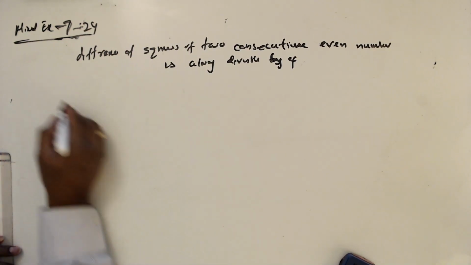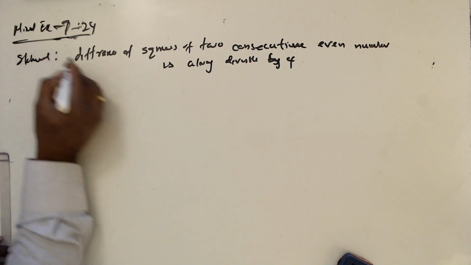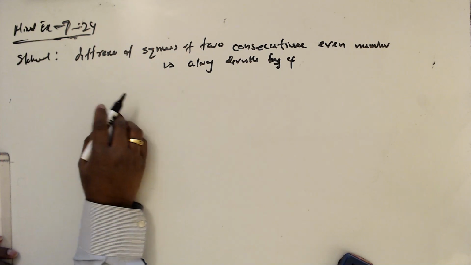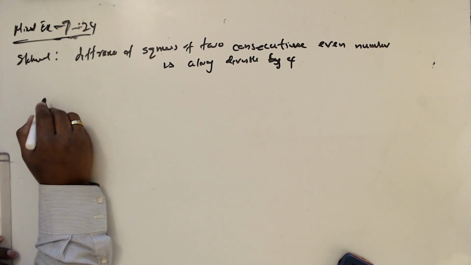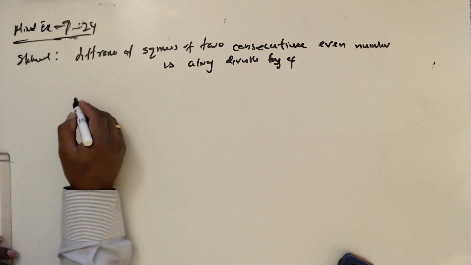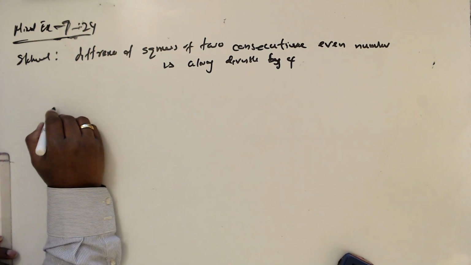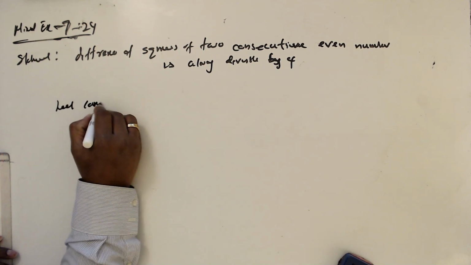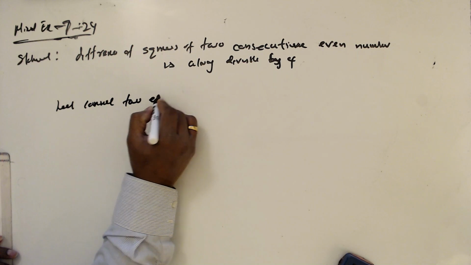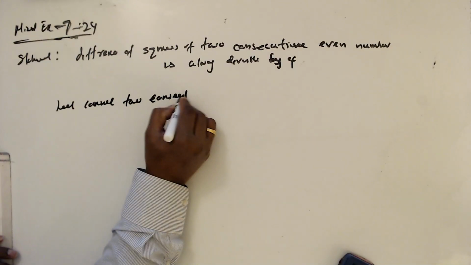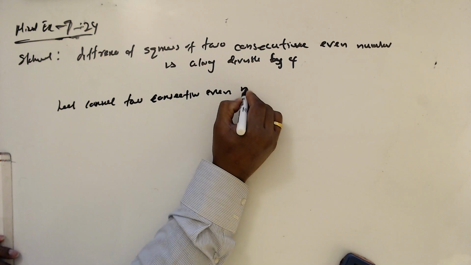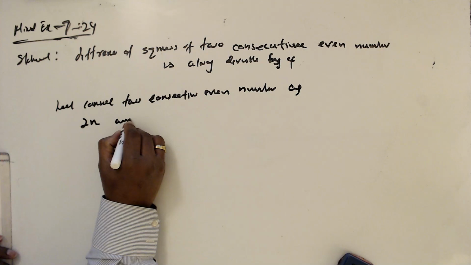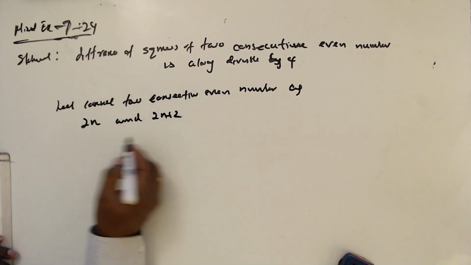Question number 24. The statement is: the difference of squares of two consecutive even numbers is always divisible by 4. So we'll consider two consecutive even numbers as 2n and 2n plus 2.